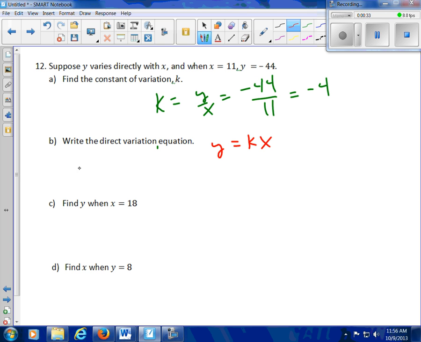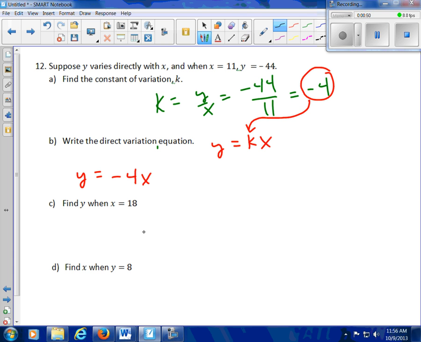So what that means is I'm just going to take y equals, and I'm going to substitute that negative 4 that we just figured out in for my k. So y equals negative 4x. So how do you find y in part C when x equals 18?